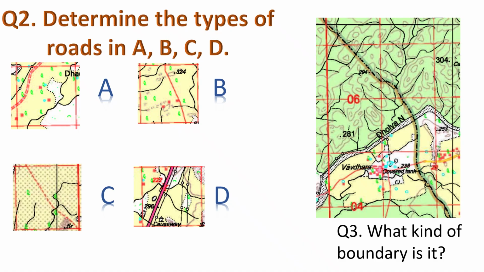First one is a red dash double line. Second one is a red straight line. Then is a red dash line, single line, and then a red line. And now for the third question, you have a boundary line which is made.